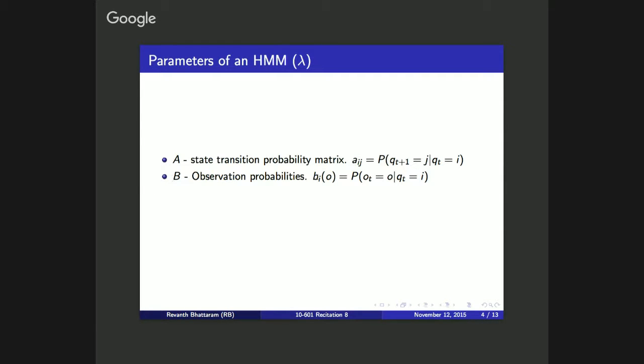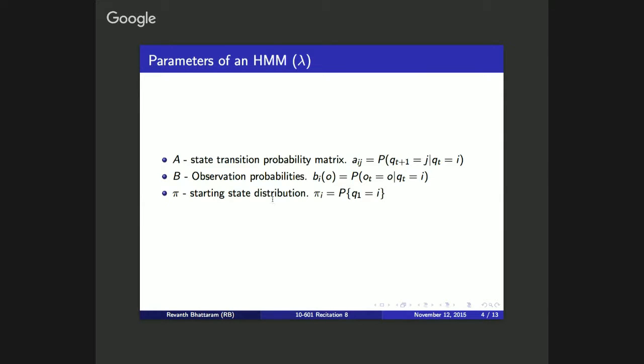So the size of this matrix is going to be the number of possible observations by the number of possible states. So B_i(O), this is the notation over here. I here is the state, O is the observation. So what is the probability that, given that at time t I'm in state I, I observe an observation O? That's how we define our B matrix.